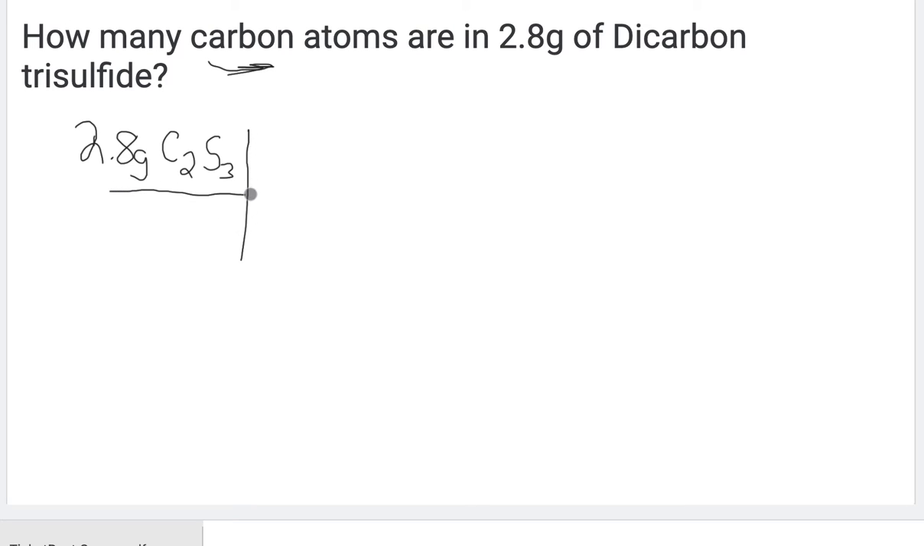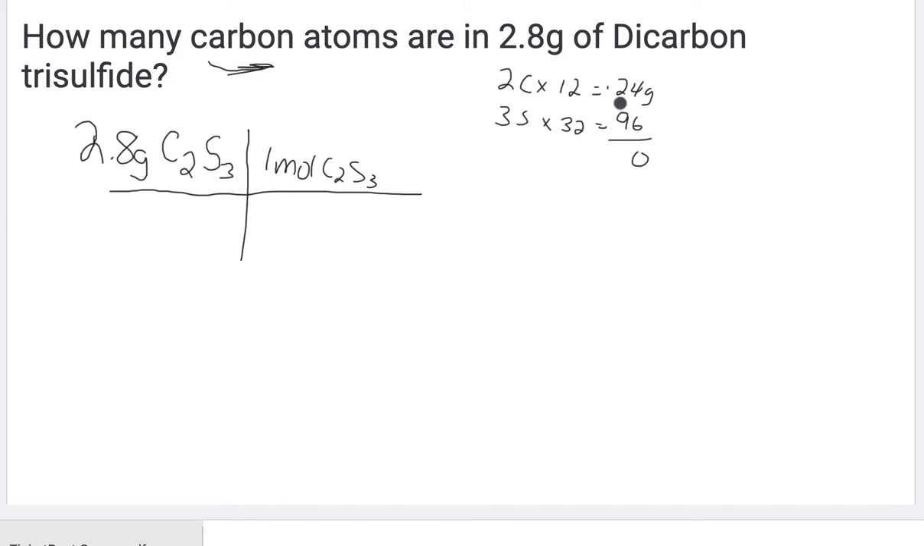Okay, so the first thing that you're going to have to do is change to moles. So you'll go 1 mole C2S3. Then you have to do the molar mass of C2S3. So there's 2 carbons. We'll say that that's 12 grams, round a little bit, that's 24 grams. There's 3 sulfurs, and each sulfur is about 32, so that's going to equal 96. And then do the math, that's 120 grams. Okay, so that's the molar mass of C2S3, what am I saying?